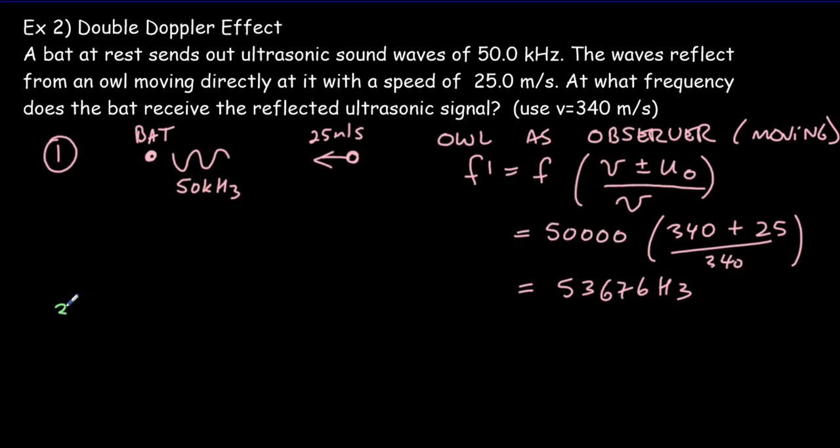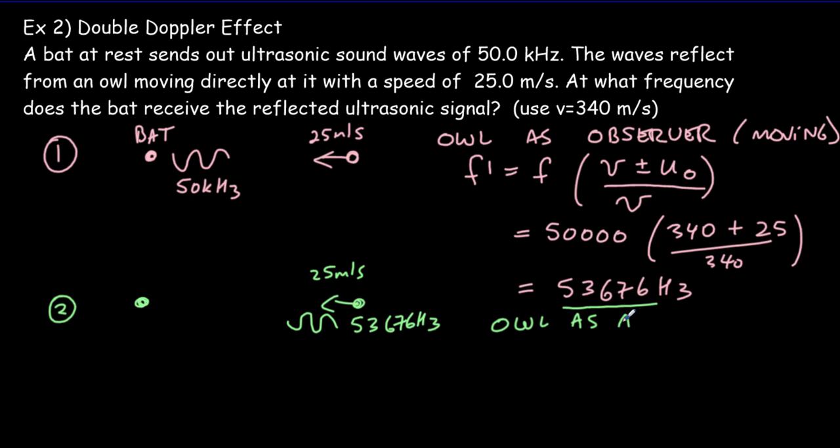In step 2, you still got the bat here, you still got the owl, the owl's still moving at 25 meters per second. But now the owl is going to act as a source, and it's going to send this frequency back to the bat. It's reflecting off the owl. So this would have a frequency of 53,676 hertz. So in step 2, what you're doing is you're treating the owl as a moving source.